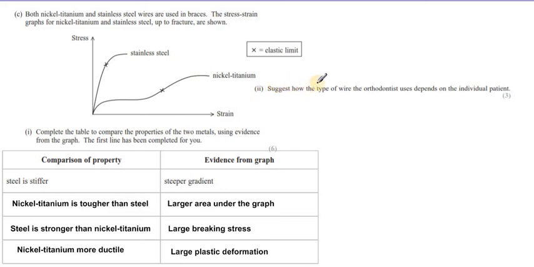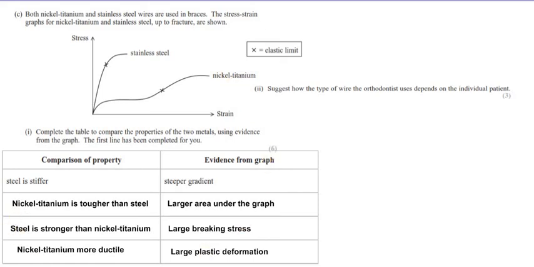Suggest how the type of wire the orthodontist uses depends on the individual patients. So the type of wire depends on the tooth. If the tooth is difficult to move and requires a large amount of force to move, that means the dentist is going to use steel wire. And if there is a large gap between the teeth, then because a large distance needs to be traveled by the teeth, large distance means large deformation. So nickel titanium wire is good to use.